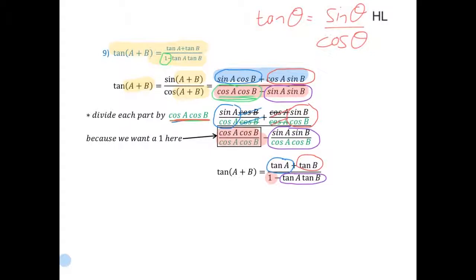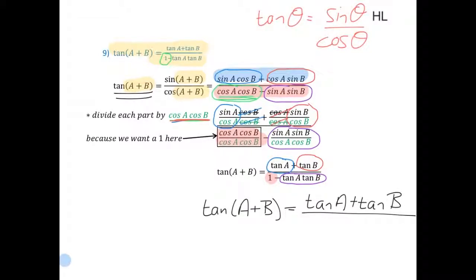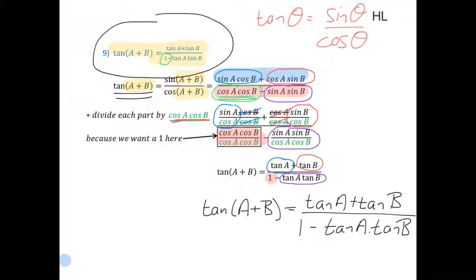And if you see here, we just have tan of a plus b, which is what we started with, is equal to tan a plus tan b, all divided by 1 minus tan a times tan b, which is exactly what we're looking for up above. And that ends the proof and all of the trigonometry proofs.